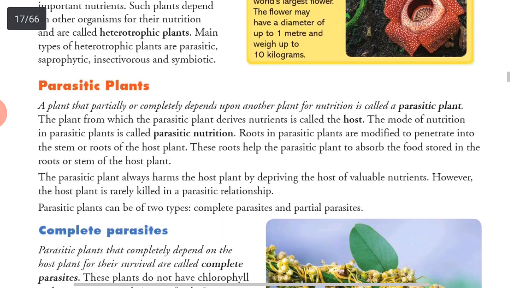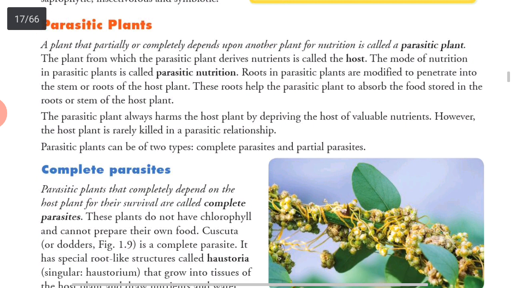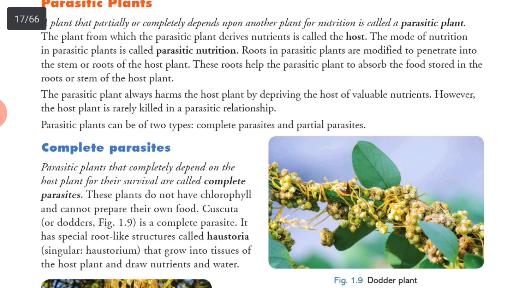Okay, parasitic plants can be of two types, complete parasite and partial parasite. Okay, in the heterotrophic mode of nutrition we are studying parasitic plants and they can be classified into two types, that is complete parasite and partial parasite. Got it? Okay, complete parasites will completely depend on others for their food, and partial parasites will depend upon others in parts or in some percentage.